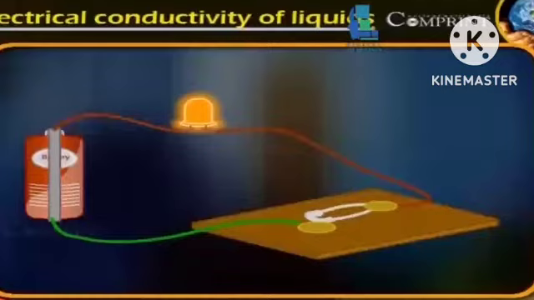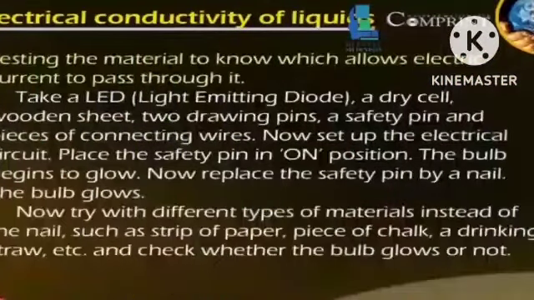Now replace the safety pin by a nail. The bulb glows. Now try with different types of materials instead of the nail, such as a strip of paper, a piece of chalk, a drinking straw, etc. and check whether the bulb glows or not.